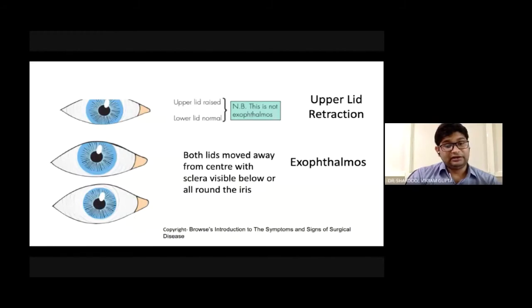Upper lid retraction is when the lower lid will be at normal position and the upper lid will be raised. If it is at the tangent position or above that, then you will say it is upper lid retraction only. You will not say that it is exophthalmos. Once the lower lid is visible, normally it should be at this level, but as you see, the lower lid is going below, exposing part of the sclera, and the upper lid is also.